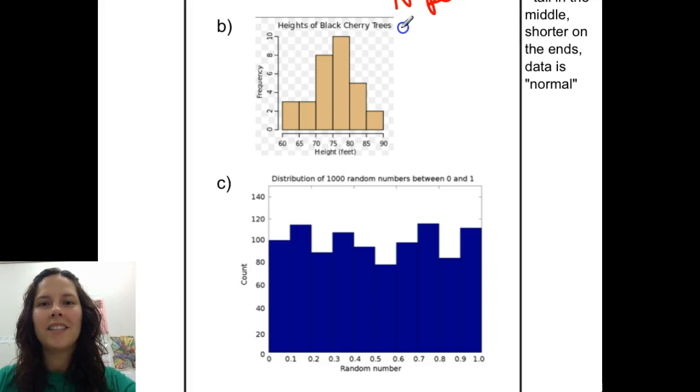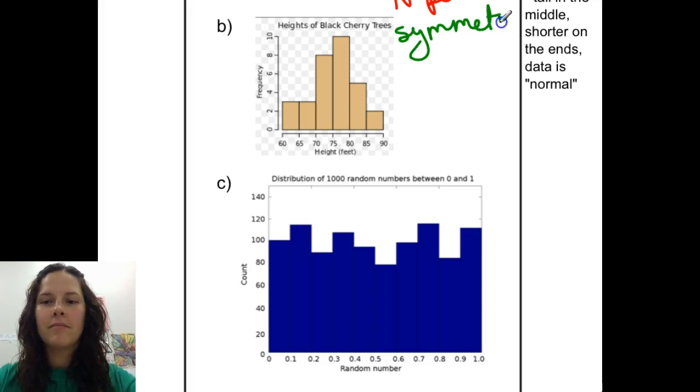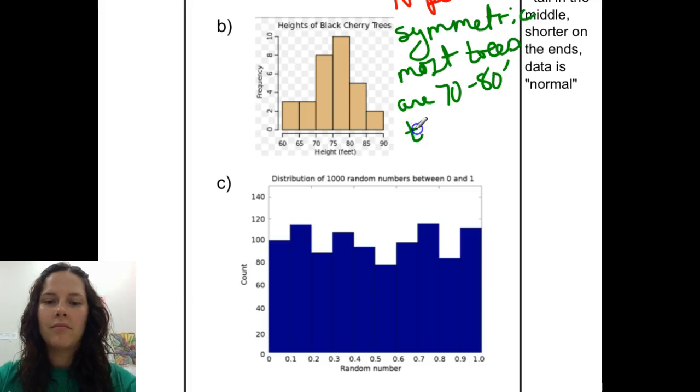Example B, we're looking at the heights of cherry trees. And what I notice is that the bars are taller in the middle and shorter on the outside. This is an example of a symmetric histogram. And what it means is that the majority of the data is in the middle and there's fewer data on the outsides. In our case, the majority of the trees are from 70 to 80 feet tall. And then we can say a few are shorter and a few are taller.